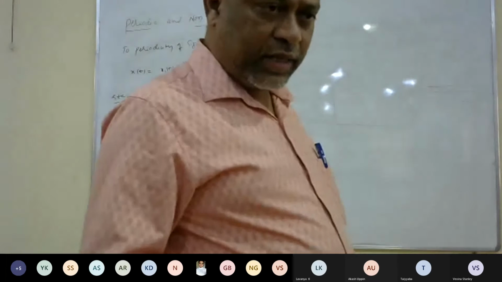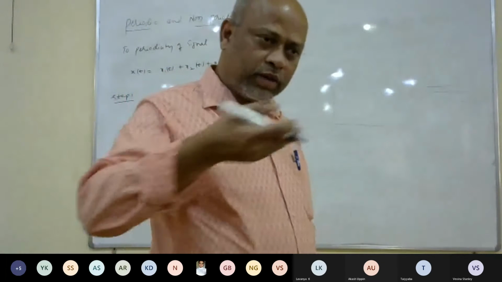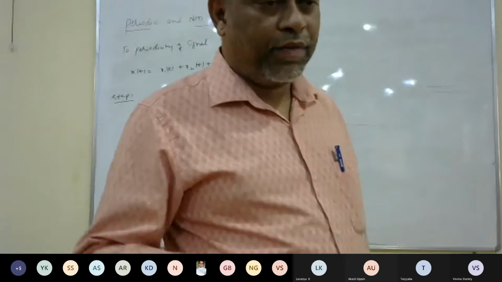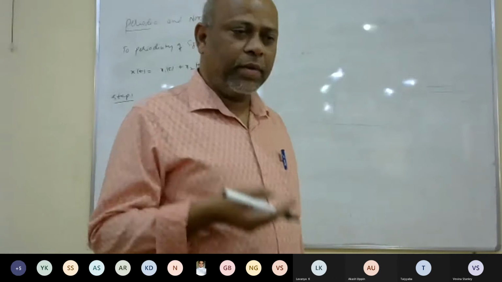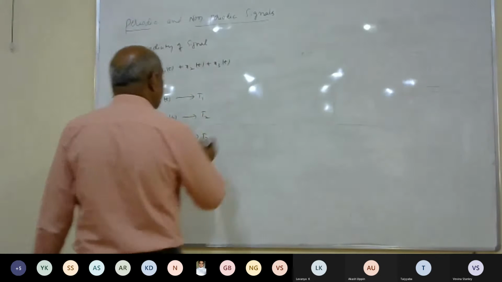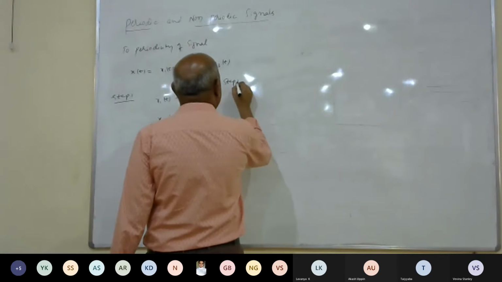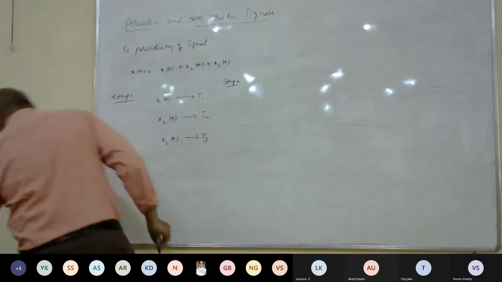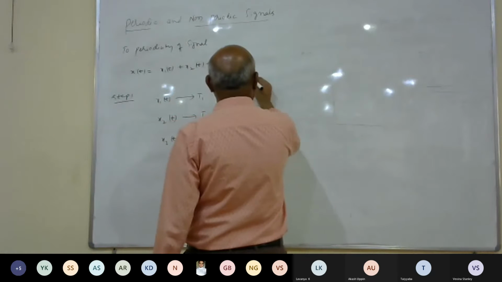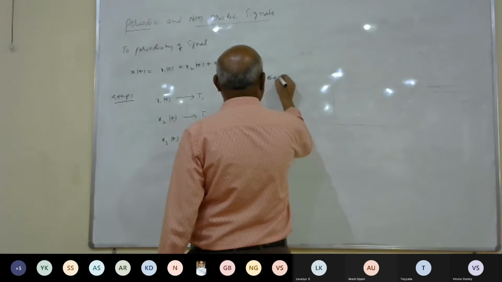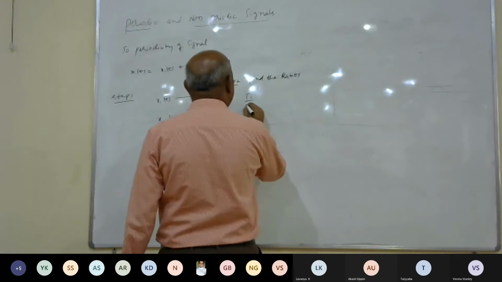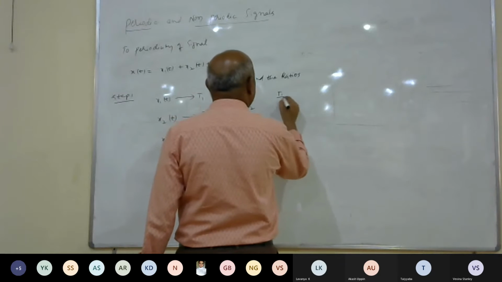Okay. I have taken the individual signals and found their fundamental periods. Fundamental period of x1 of t is T1, of x2 of t is T2, of x3 of t is T3. This is step number one. Next, step number two: find the ratios T1 by T2 and T1 by T3.